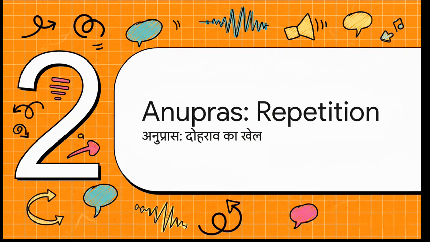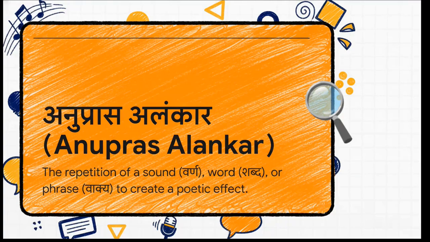We're starting with one of the most common and, honestly, the easiest to spot. It's called Anupras, and it's all about the game of repetition. So what is Anupras Alankar? It's simply when a sound, a word, or maybe even a whole phrase gets repeated to create a cool rhythmic effect. As a codebreaker, all you have to do is listen and look for the pattern.